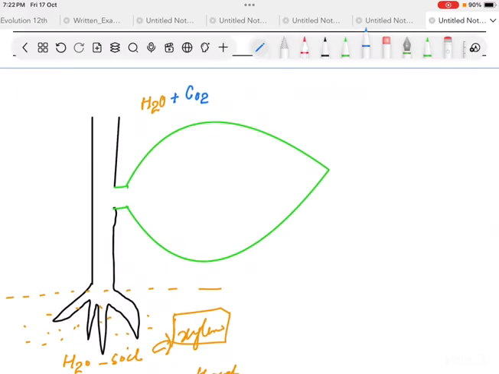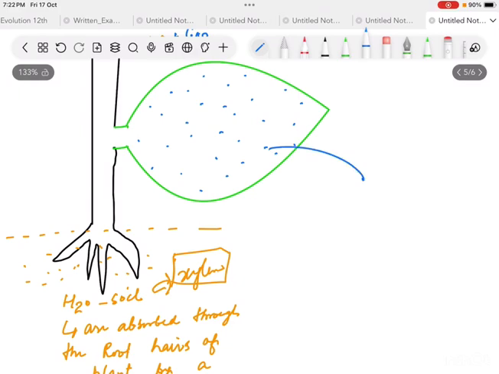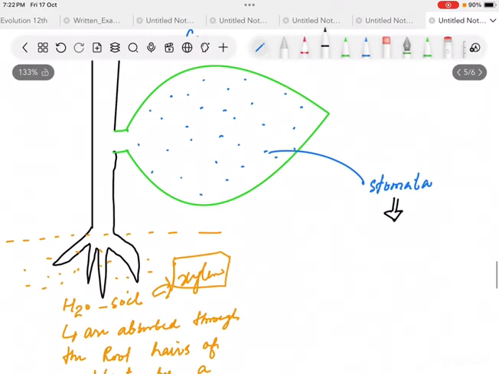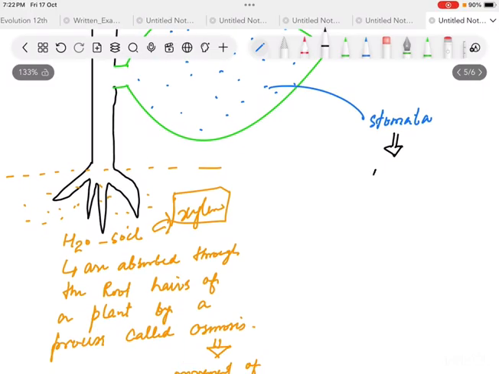As we know, a leaf has two surfaces, an upper surface and a lower surface. On the surface of a leaf, there are numerous tiny pore-like structures, and those are known as stomata. The stomatal pore is made by two guard cells. It is provided with two guard cells. I'm making two guard cells here.